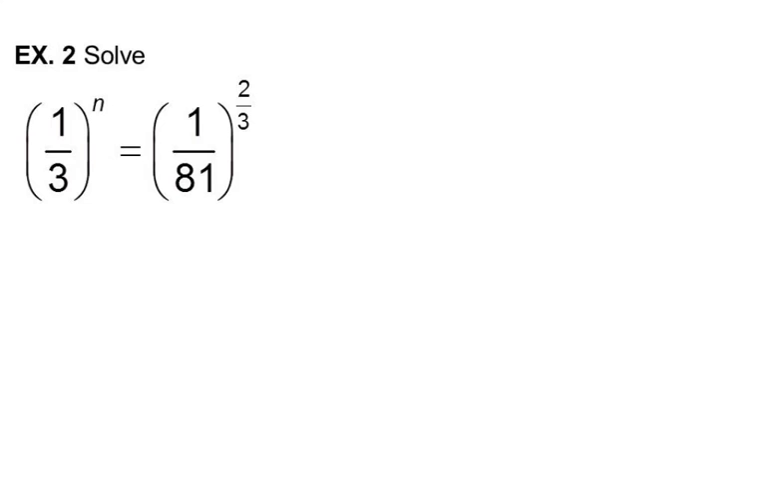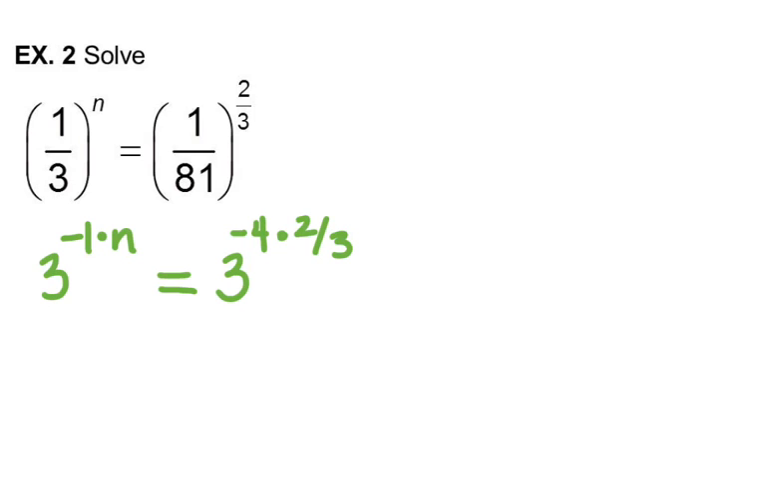Okay, same thing on number 2. I have 1/3 raised to the n power equals 1 over 81 to the 2/3 power. So I want the same base on the left and right hand side of the equation. So I'm going to change so that they both have a base of 3. I know 3 to the negative 1 power is the same as 1/3. So this is still negative 1 times n equals, I'm going to change 1 over 81 to 3 to the negative 4 power times the 2/3 that was already there.